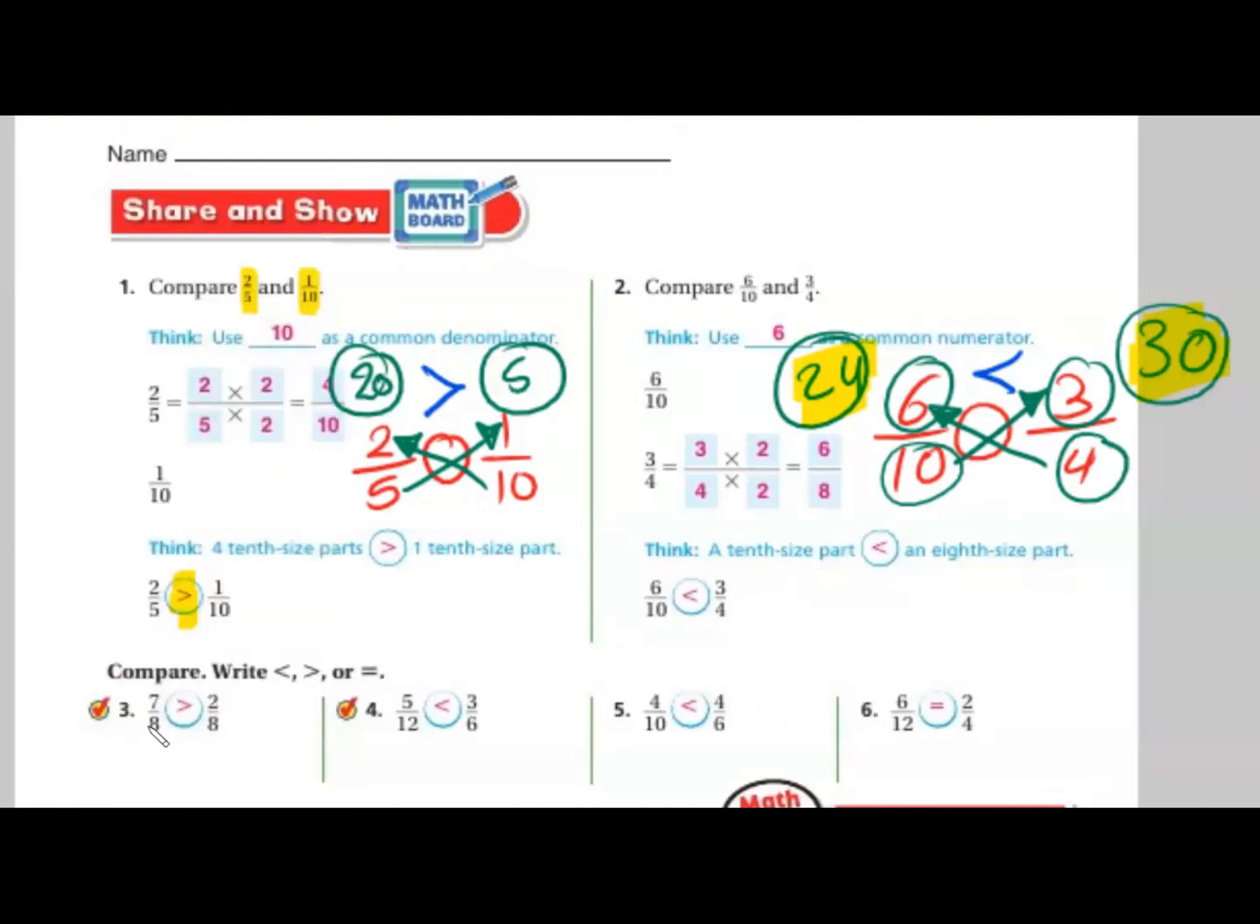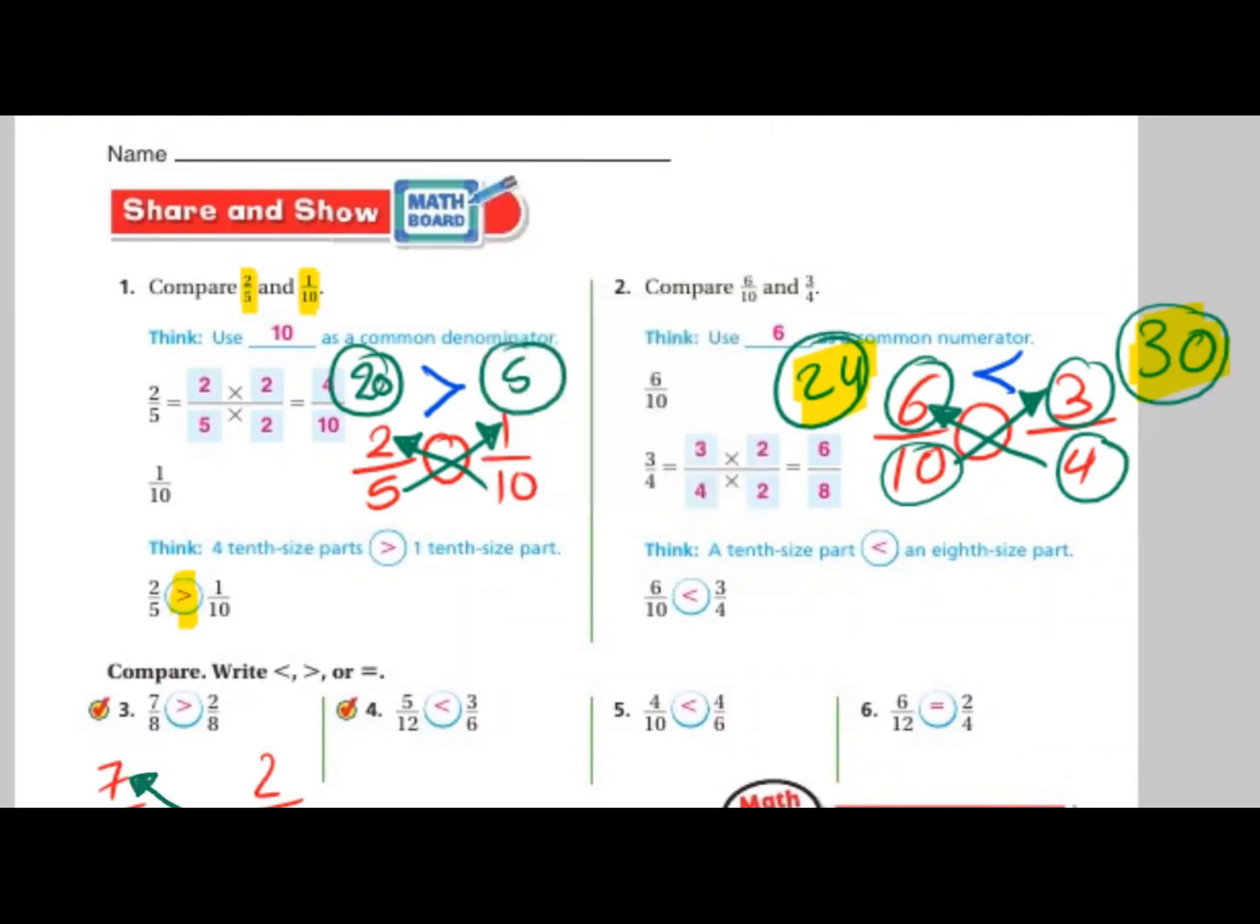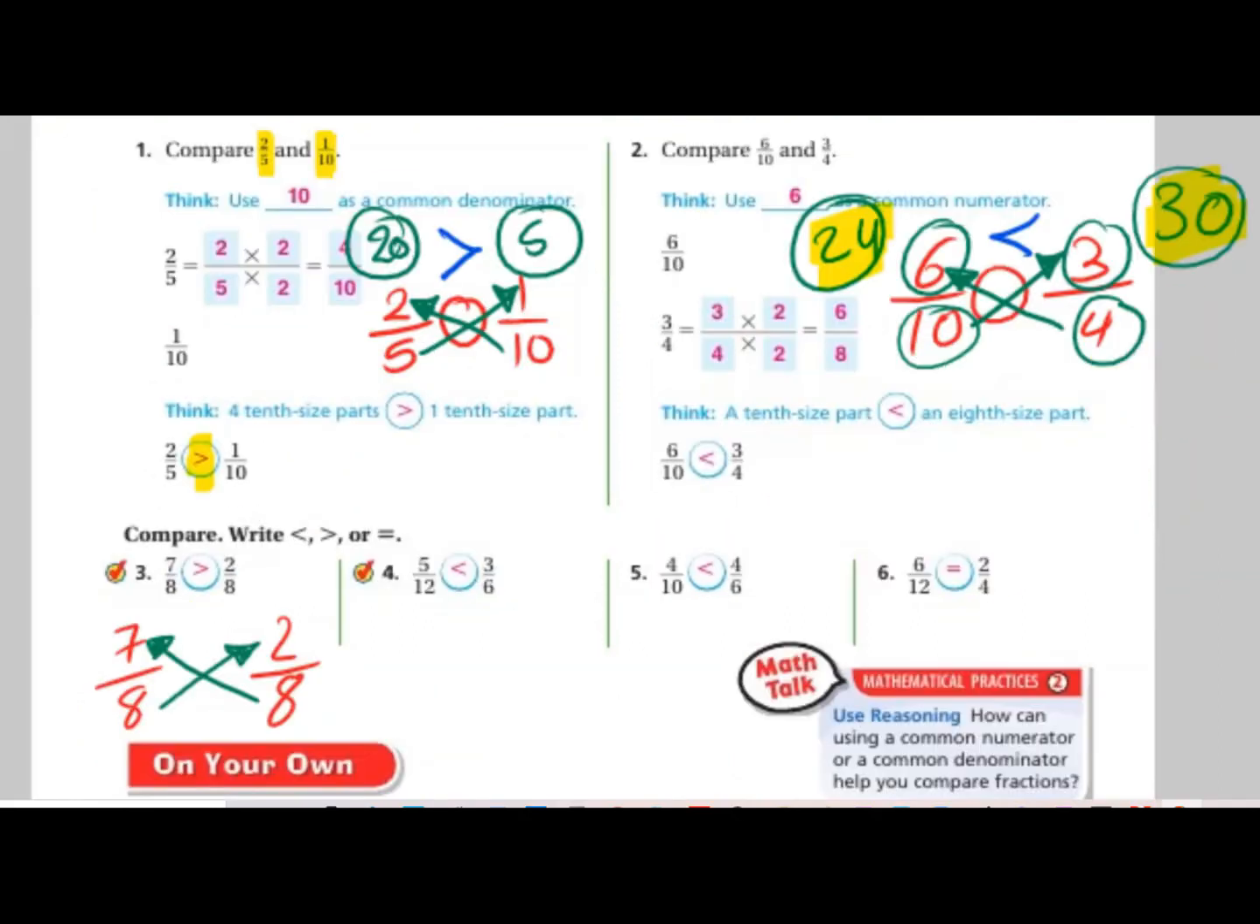Okay, so we have 7 over 8 and 2 over 8. Let's rewrite it and check which is greater here. 7 over 8 and 2 over 8. Yes, Ali, do the scissors. Multiply 8 by 2 equals 16. So where are we going to write it, here or here? On the side of the 2 or the side of the 7? The side of the 2. Okay, so it will be 16 here.